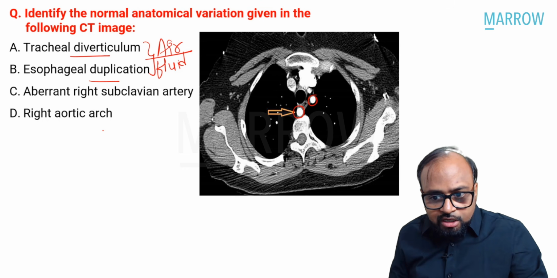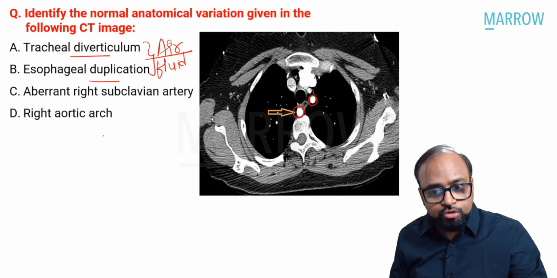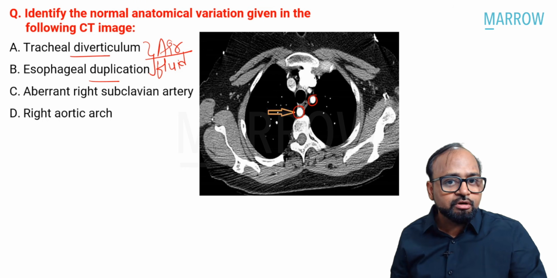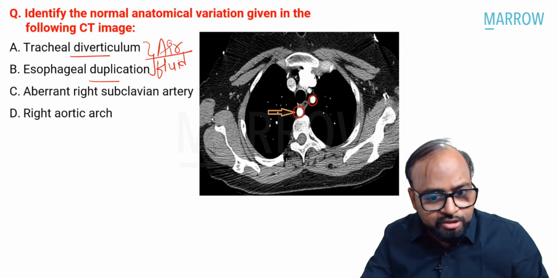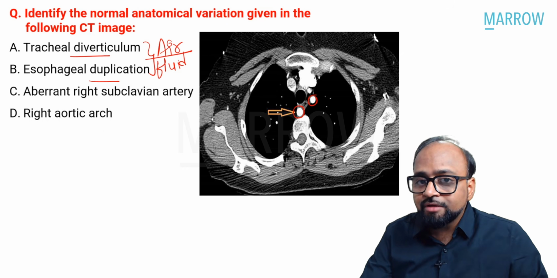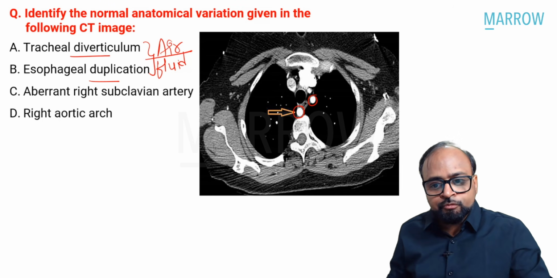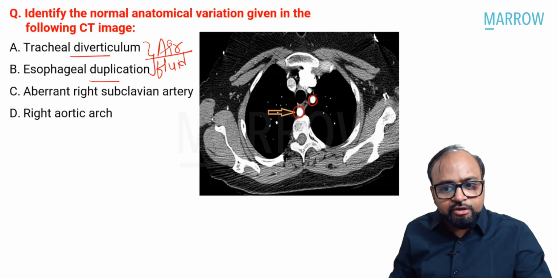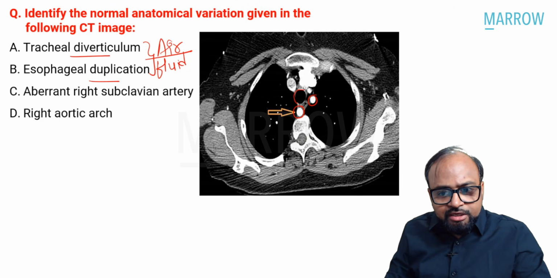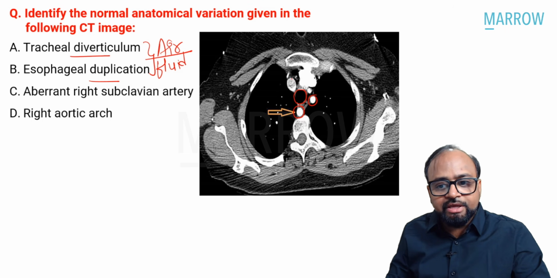A right aortic arch, yes, it could appear bright like this because it contains contrast. Aberrant right subclavian artery also possibly could be the answer because it looks like a blood vessel. But what anatomic level are we? We are at the level of the trachea. We are not yet able to see the aortic arch. We are barely able to see the SVC and a few branches of the aortic arch.